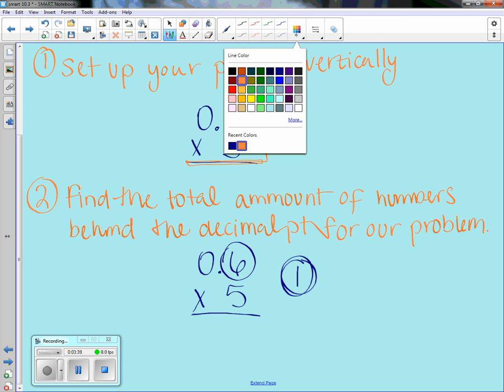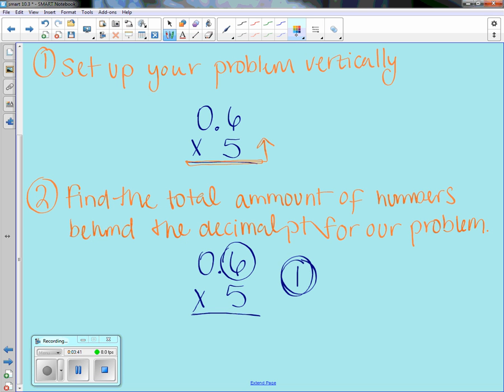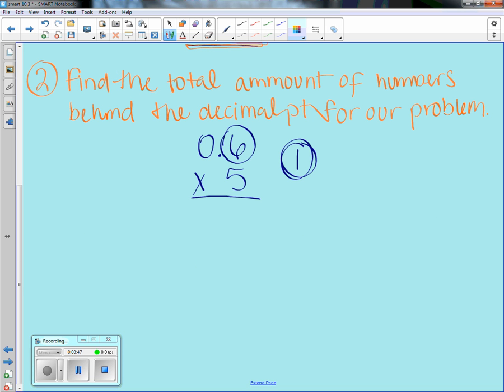Then I want you to write it to the right and circle it. This is just going to help us stay extra organized. So step 3 is to multiply like normal, ignoring the decimal points.